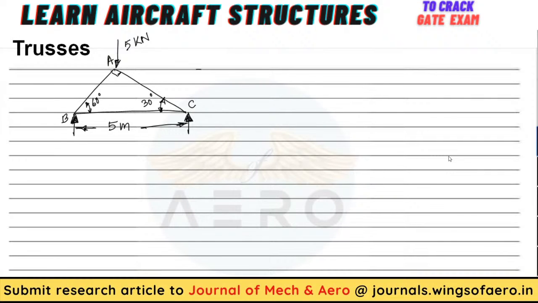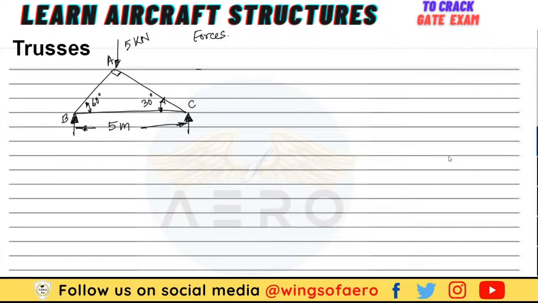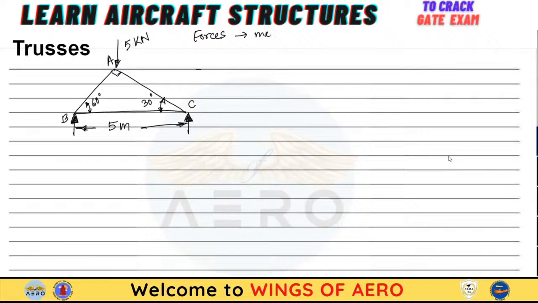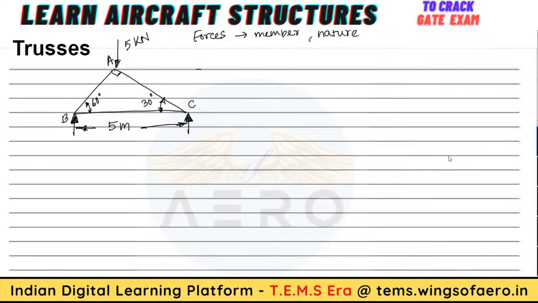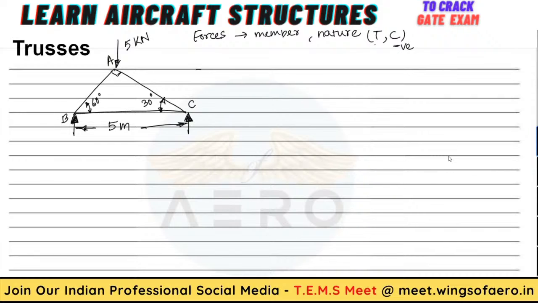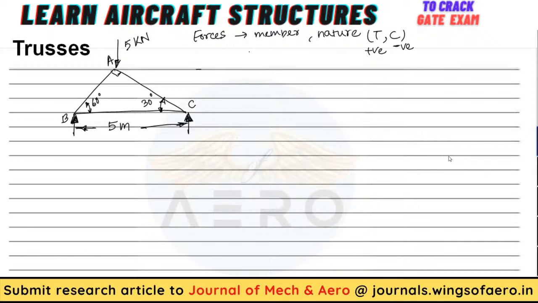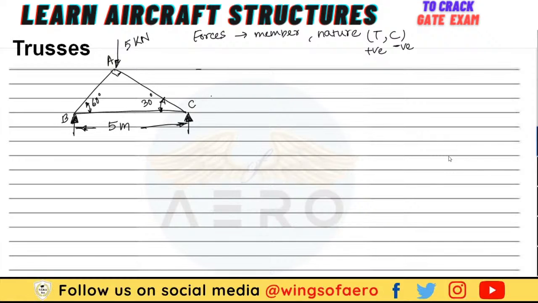Right? Now they ask what forces will act on the member and what is their nature. Nature means you have to predict whether they are tension or compression. If it is minus, it is compression. If it is positive, it is tension. Right? Now these problems can be easily solved by your method of joints.